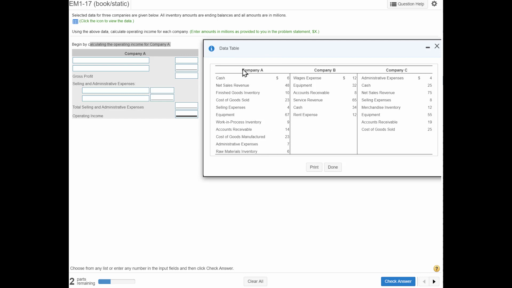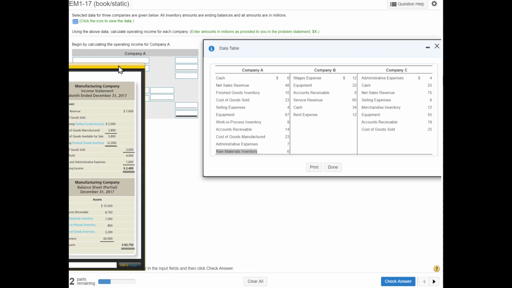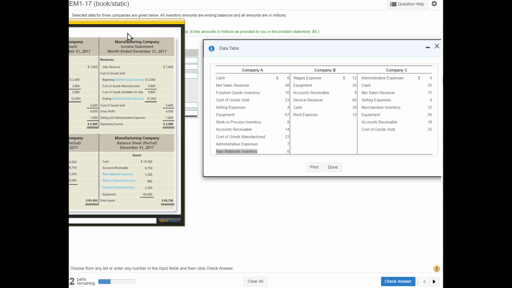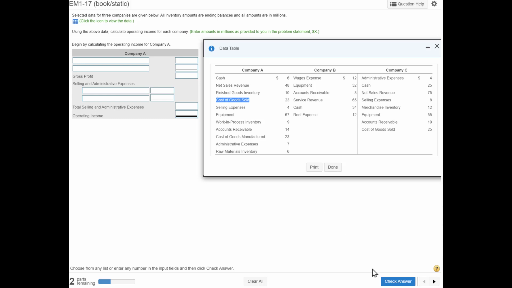So let's see if we can figure out what type of company company A is. We've got finished goods inventory, work in process inventory, cost of goods manufactured, and raw materials inventory. So what type of company is that? That means, going back to our slide, we're looking at the income statement of a manufacturing company. We're going to have beginning finished goods inventory and ending finished goods inventory, all used to calculate cost of goods sold. Fortunately, cost of goods sold is already calculated for us.